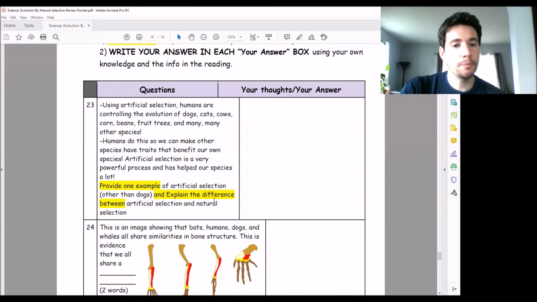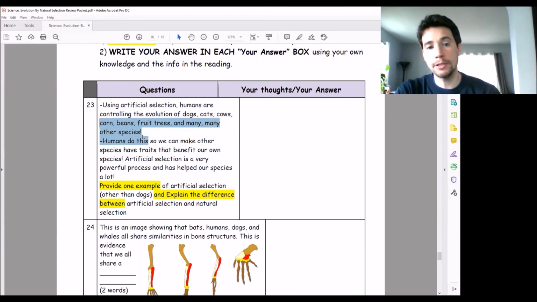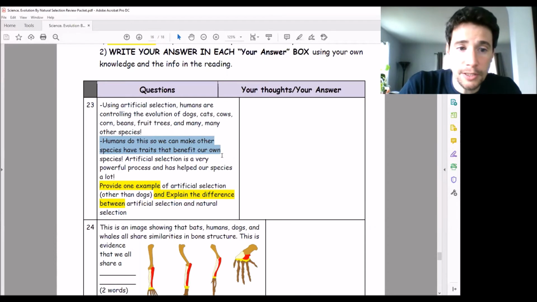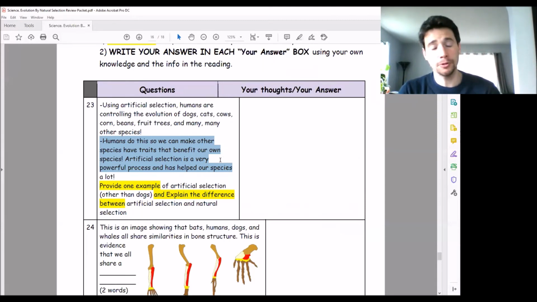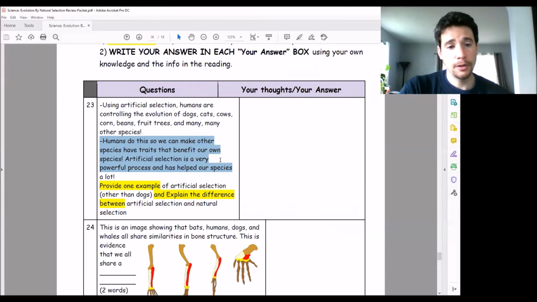Okay, so page 7, here's some questions for you. Using artificial selection, humans are controlling the evolution of dogs, cats, cows, corn, beans, fruit trees, and many, many other species. Humans do this so we can make other species have traits that benefit our own species. We want to force the evolution of other stuff so that we can have more food or more medicine or whatever.